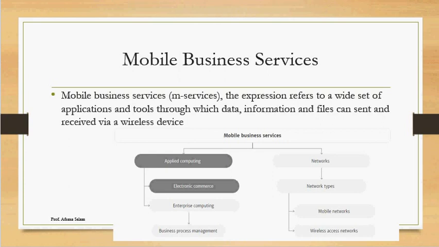So in this chart you can see there are two different divisions in the mobile business service. One is applied computing and another one is network. Applied computing has another division, electronic commerce, below that enterprise computing, and business process management. So these come from the picture of computing, programming a particular service, and the network type, mobile network, and the wireless access network.